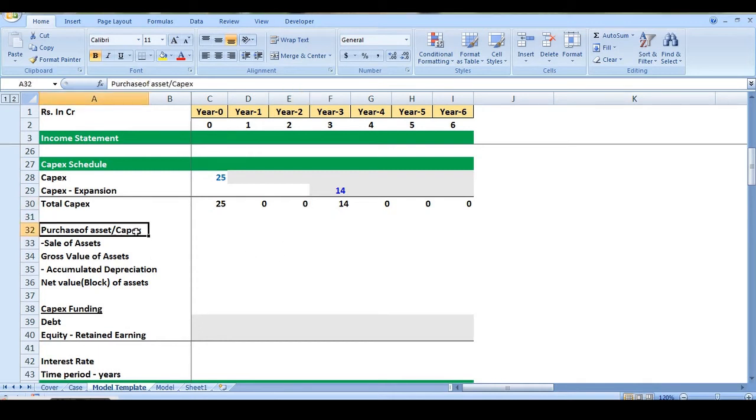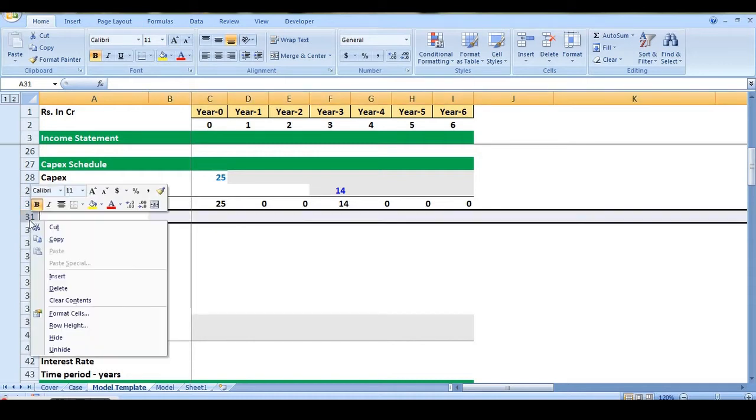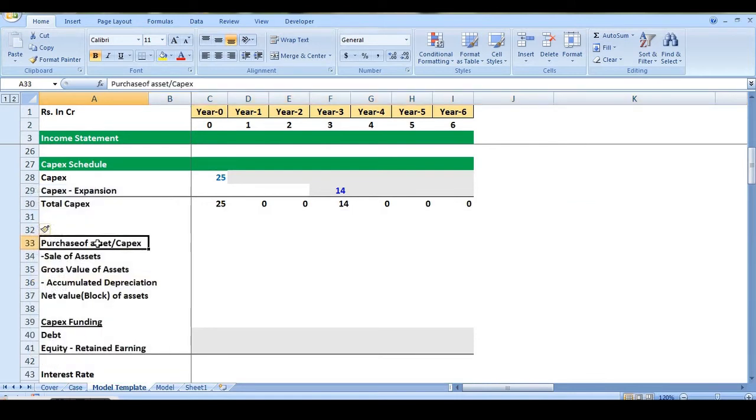For the calculation of gross and net value of assets and depreciation on it, always prepare this asset schedule. In the asset schedule, you will always have the purchase of assets or capex minus the sales of assets if you have done any. And when I say sale of assets, we have to consider the gross value of assets sold. That gives us the gross value of assets minus accumulated depreciation, which will give you the net block of assets.